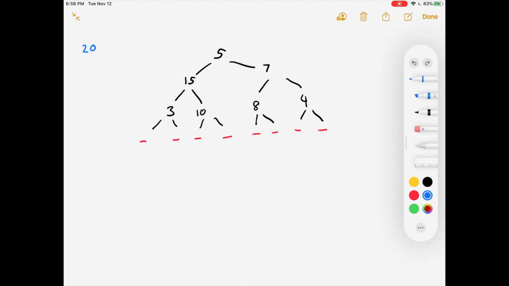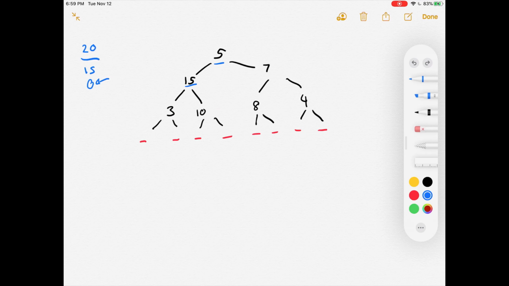All right, so we have the number 20 as our target. Let's start with this. What's 20 minus 5? 15. What's 20 minus 15? That's 0. But remember, that's not a valid path yet because we still have more nodes below it. So at this point, our total that we need is 0. So if any one of these two is 0, that would be a valid path.